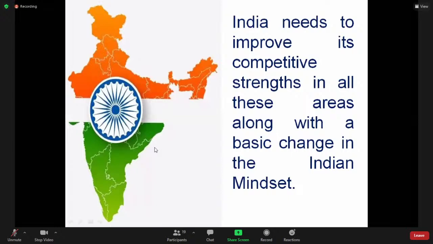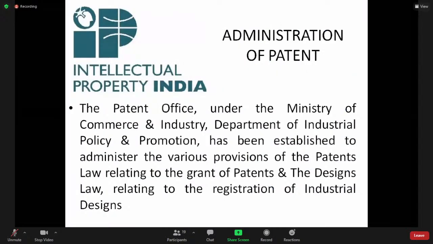So this is again a request to all of you that you should think like Kavita Shukla, right? Now, how can you get your patent? We have the intellectual property office in India, with the administrative office in Mumbai. That patent office is under, as I already told you, the Ministry of Commerce and Industry, under the Department of Industrial Policy and Promotion. That is a full-fledged office for the patent, the design, and other things, right?